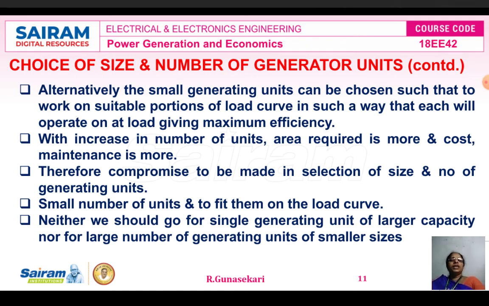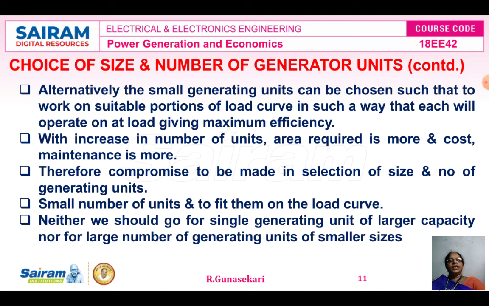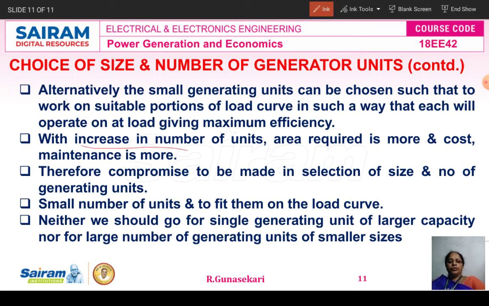If we increase the number of generator units, what happens? The area required for the installation of generator units, that is the foundation of generator units, is more. If the number of units increases, definitely the cost of the generator units also increases. The maintenance is also more, so definitely the maintenance cost is also high. Finally, what do we get? Less profit every year. So therefore you can consider the increase in the number of units.